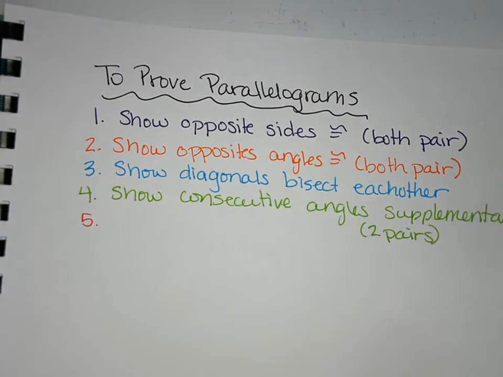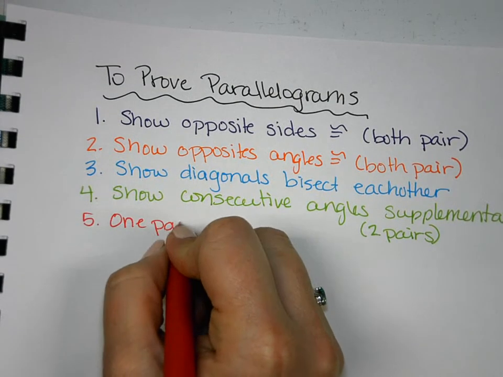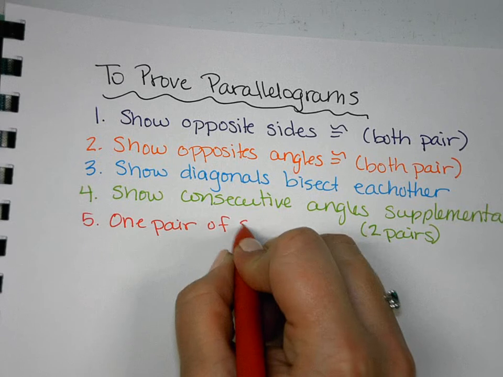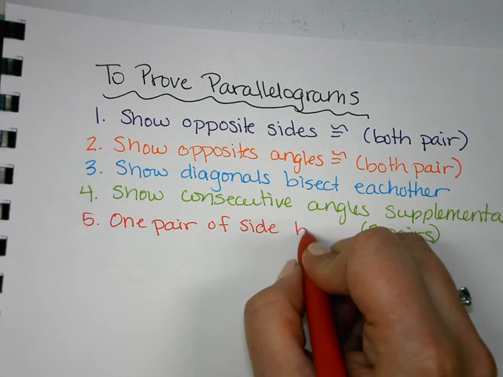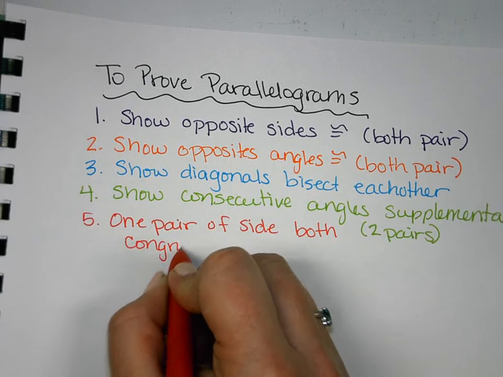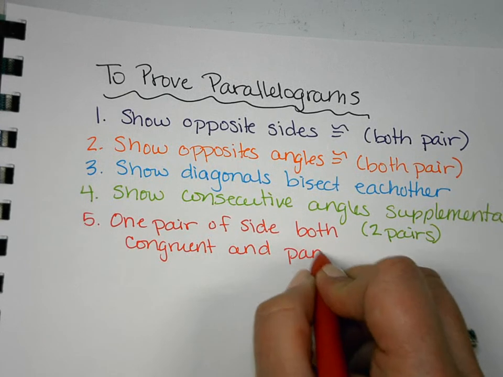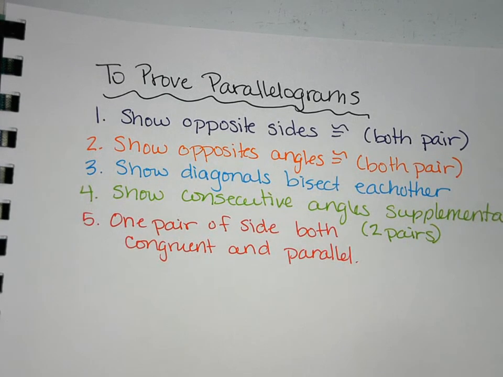This 5th one says if you can show one pair of sides both congruent and parallel, then you'll have a parallelogram. So when you're looking at something like 6 through 11, when you're done writing these down, go ahead and open your packet to number 6 through 11.